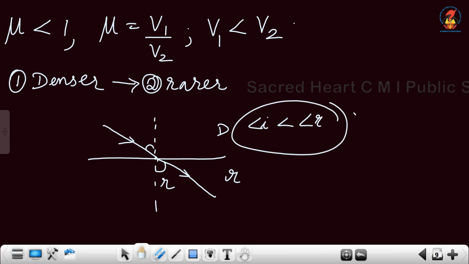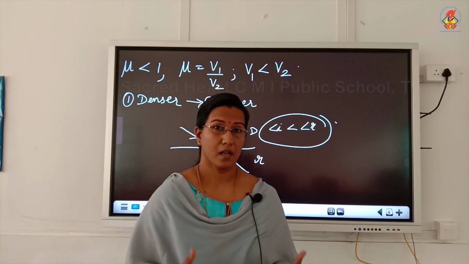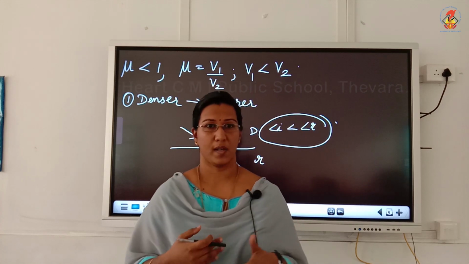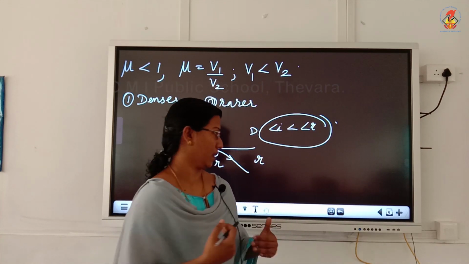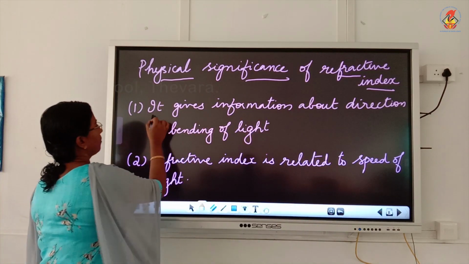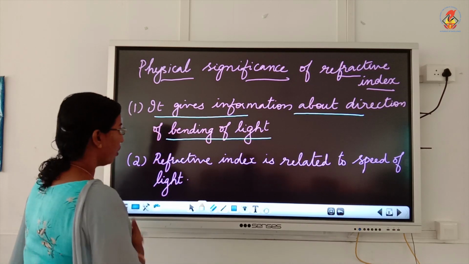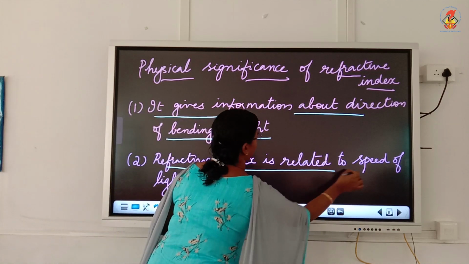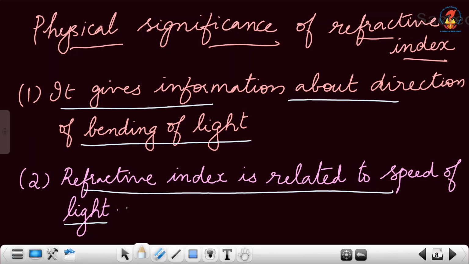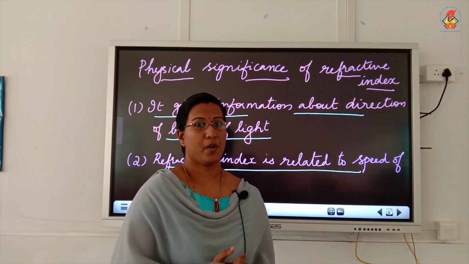So if you get the value of refractive index, this much thing you can say. You can say whether the given medium is rarer or denser, whether the speed is more or less, and whether light is bending away from the normal or towards the normal. So the physical significance of refractive index is that it gives information about the direction of bending of light, whether light is bending towards the normal or away from the normal. Also, it is related to the speed of light. So you can say whether light is travelling from a rarer medium to a denser medium, and in which medium light has more speed. I hope you got an idea about refractive index.